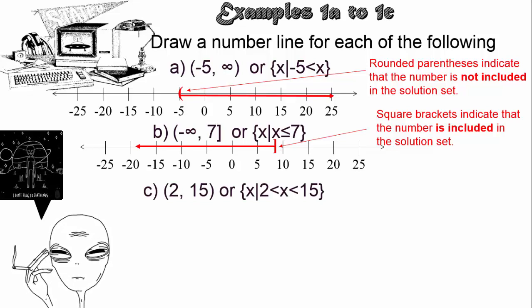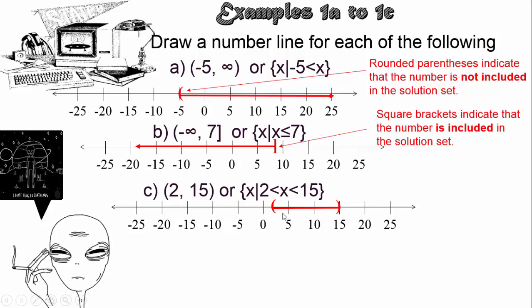In example C, I have in the interval notation round bracket 2, 15, close round bracket, or in set builder notation, I have curly bracket x where 2 is less than x and x is less than 15. So how would we write this one? Well, that will be just an interval inside because x will be between 2 and 15. So this means x is between 2 and 15, but does not include 2 or 15.